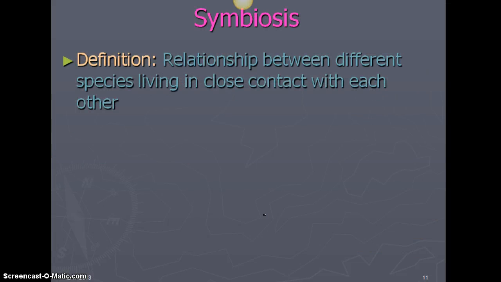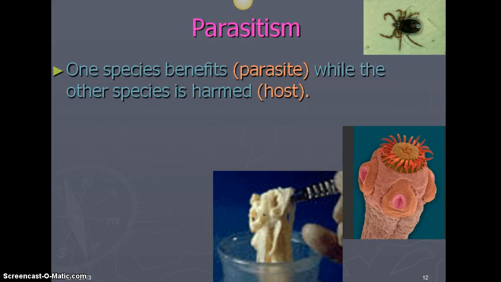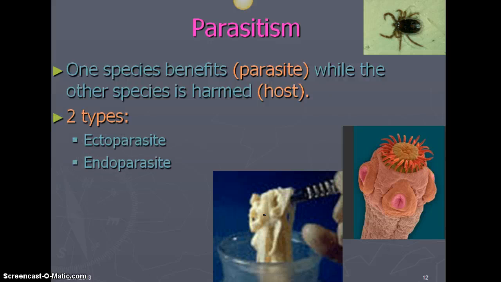Okay, our next thing is symbiosis, which is a relationship between different species living in close contact with each other. And we have 3: parasitism, mutualism, and commensalism. So the first one, parasitism, is when one species benefits while the other species is harmed. And we have some examples here that you can see in the picture. We have a tapeworm. This is the end of a tapeworm to show you kind of what it looks like, and then a tick. So our 2 types, an ectoparasite lives outside and an endoparasite lives inside the organism.